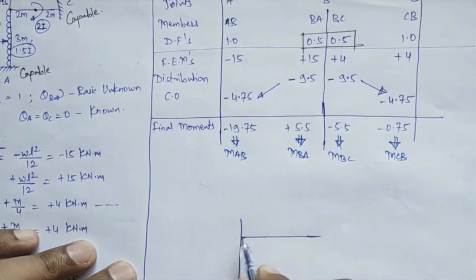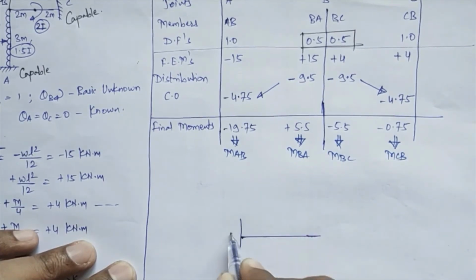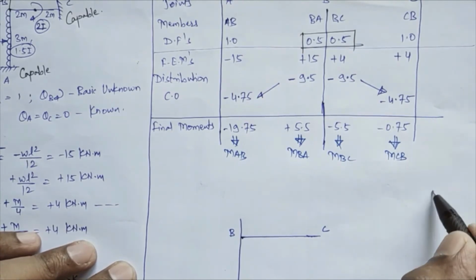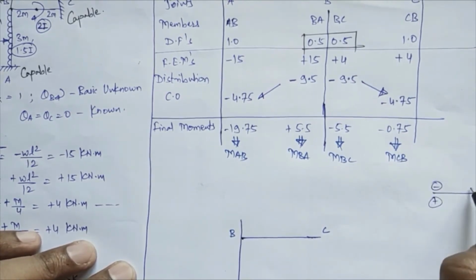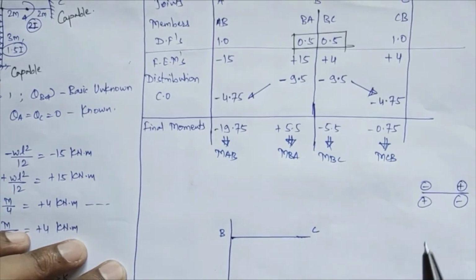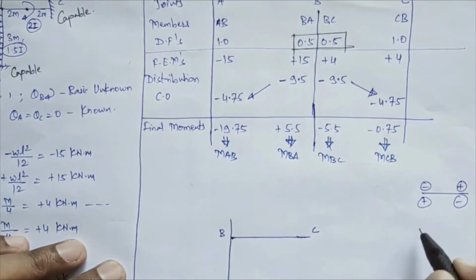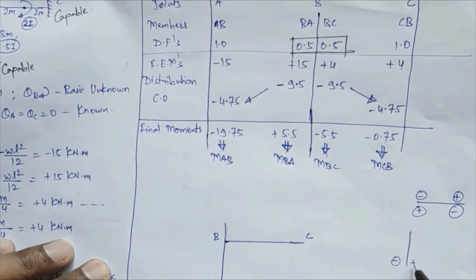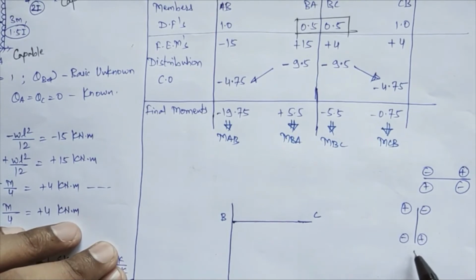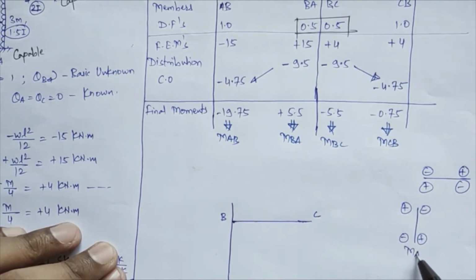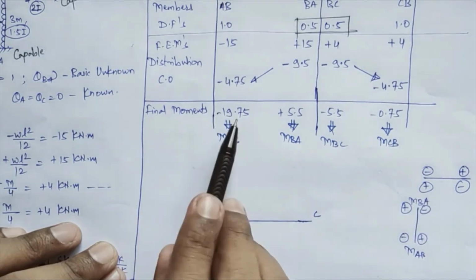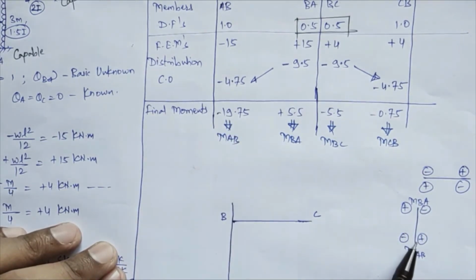Sorry, I have drawn this extra line. This will be our A, B and C. Now the sign convention for horizontal members, that you know: negative, positive, positive and negative. Same way for vertical members, the sign convention is negative, positive, positive and negative. Now this will be your AB member. Here you get MAB, here you get MBA. MAB is minus 19.75, so minus it is, so it will be plotted on the outward side.